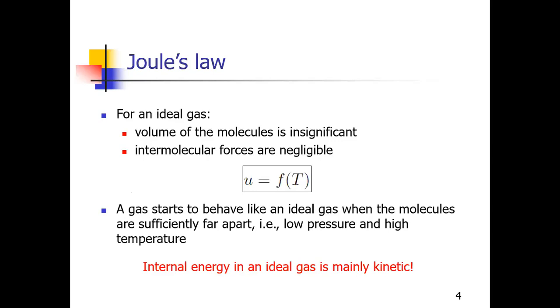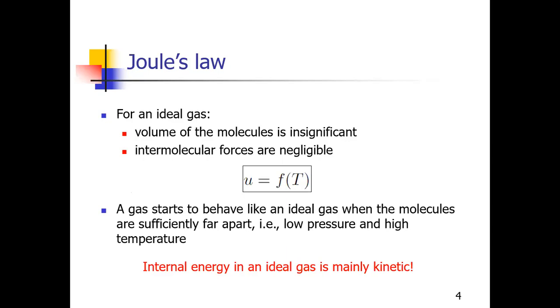Okay, what happens if you have an ideal gas? Let's see. For an ideal gas, the volume of molecules is insignificant, because in an ideal gas, the molecules are extremely far apart from each other. So their volume in comparison with the average spacing between them is really negligible.